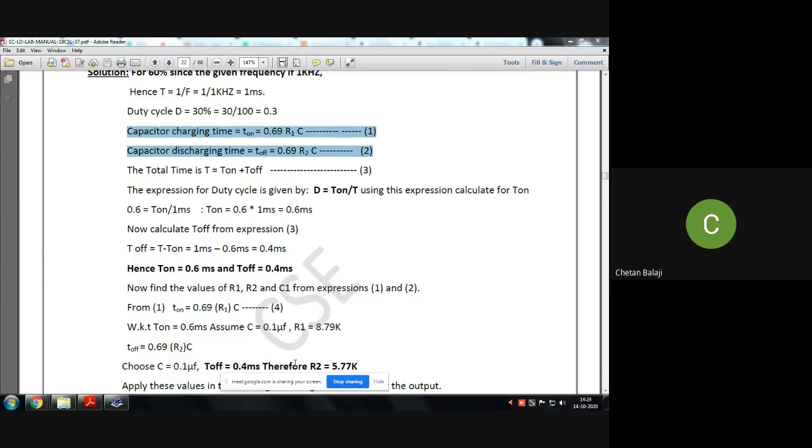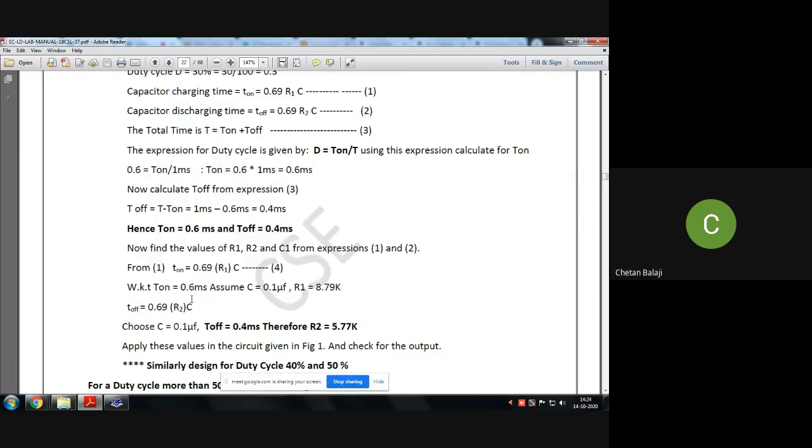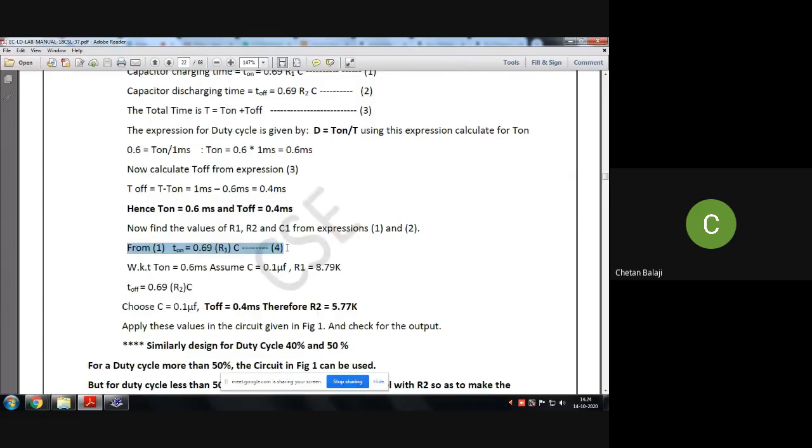Coming back to this. First we have to find out R1, then R2. T on equals 0.69 R1 into C. Here there are two unknown terms, R1 and C. I know T on, 0.69 is a fixed value, R1 is unknown, C is unknown. With two unknowns we cannot calculate.